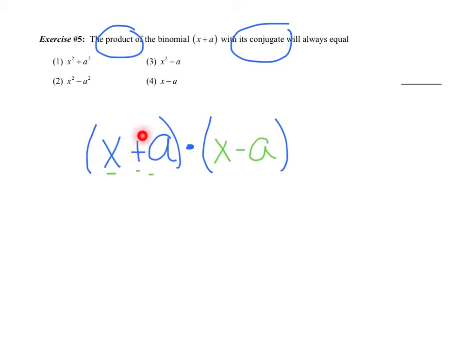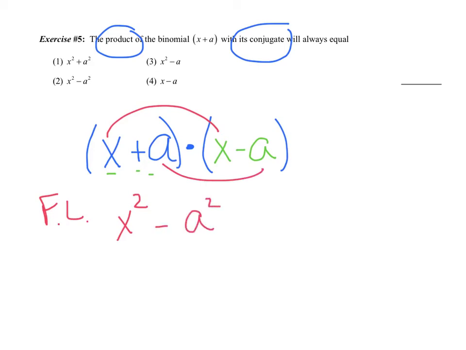Just change the middle sign. If this one's positive, its conjugate's negative. If this one's negative, its conjugate is positive. Now, because they're conjugates, remember, we can go Florida style and do first and last. First is x squared. If you don't trust yourself, you can do the outer and inner and show that they cancel. And the last is minus a squared. But remember, that trick only works for conjugates. So I'm going choice 2.